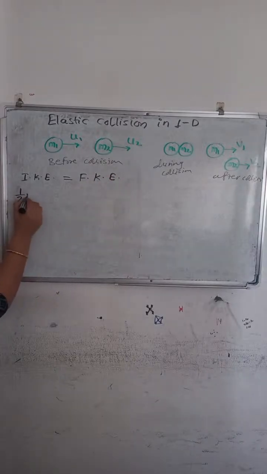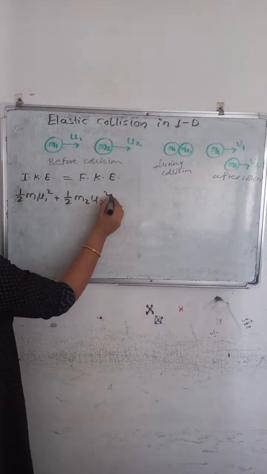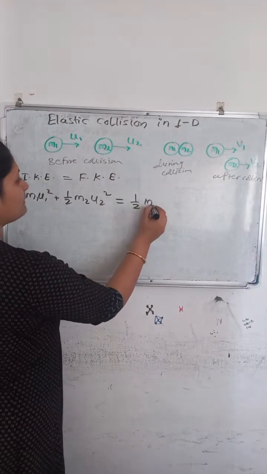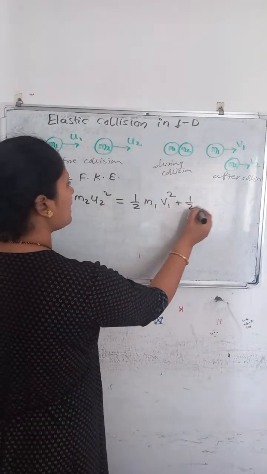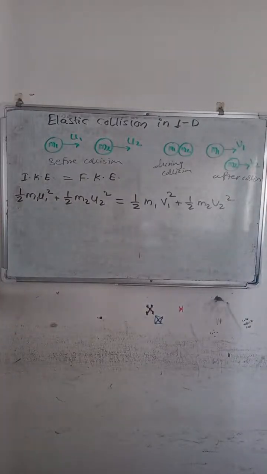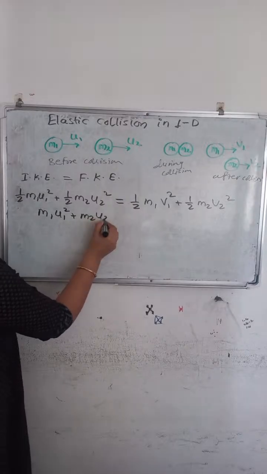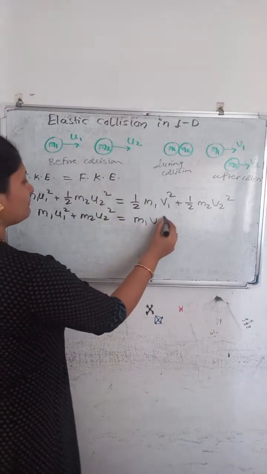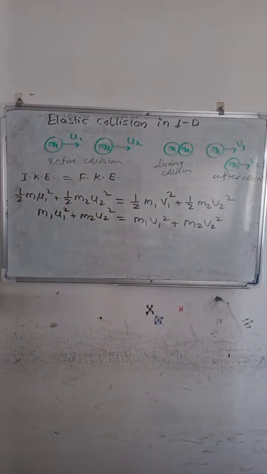Initial kinetic energy is half m1 u1 square plus half m2 u2 square, and final kinetic energy will become half m1 v1 square plus half m2 v2 square. So you can cancel out half on both the sides. If you cancel it out, then you will get m1 u1 square plus m2 u2 square is equal to m1 v1 square plus m2 v2 square. We will get this equation. Everyone is getting this equation?